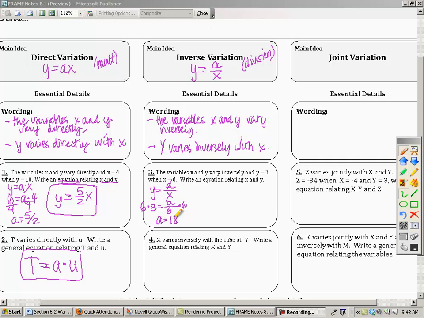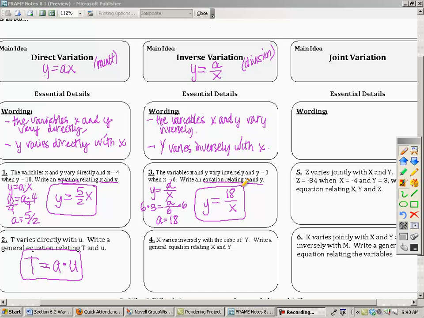Now that's only getting us a. They now want an equation with x and y. So we go back to write our equation. y equals 18 over x. And all of these need to come back to a y equals equation or some sort of equation with your variables back in it. Let's try one more general.